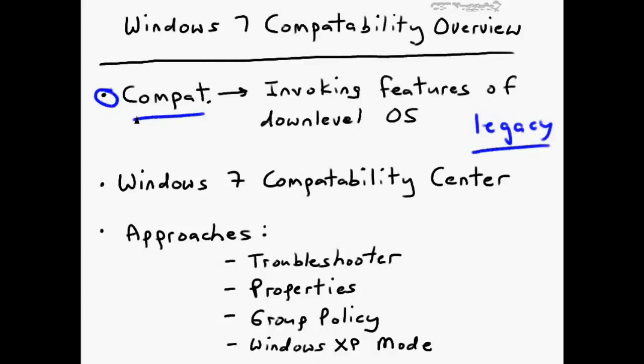So this deals with application compatibility, which in a Microsoft schema involves invoking features of down-level operating systems, perhaps even as recent as Windows Vista, but more likely we're dealing with older applications that functioned fine under, say, Windows XP Service Pack 2, but once you make that upgrade from XP to Windows 7, the application just doesn't work anymore. One website I want you to be aware of is called the Windows 7 Compatibility Center.